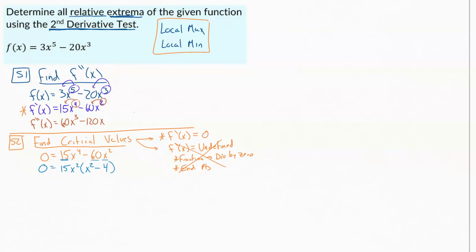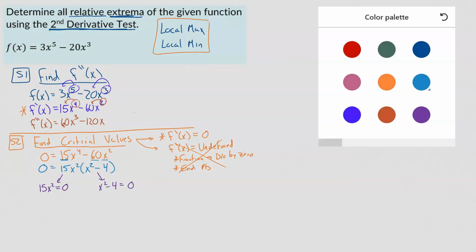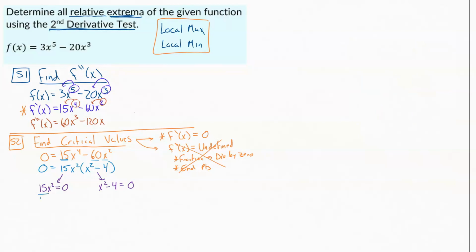The reason that we do this is that now those things are being multiplied, so we can break this up into 2 smaller little bite-sized math problems. We know that whenever 15x squared equals 0, that'll give us a critical value. And then whenever x squared minus 4 equals 0, that's going to give us a critical value. So you come through now and just do your math to get those x's by themselves. We'll divide by 15, we get x squared equals 0. Go ahead and square root both sides to cancel out that squared, and we end up with x equals 0. That is one of our critical values.